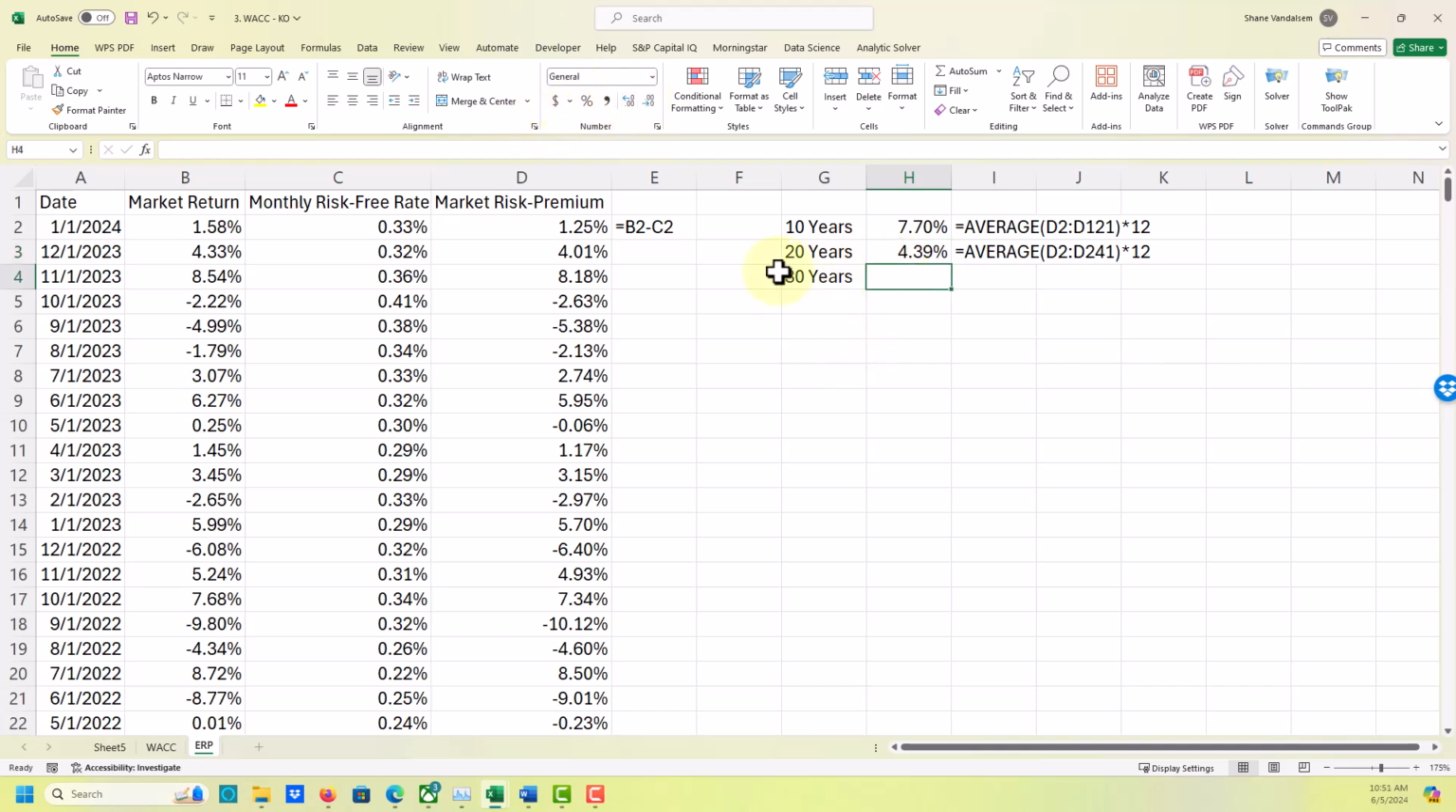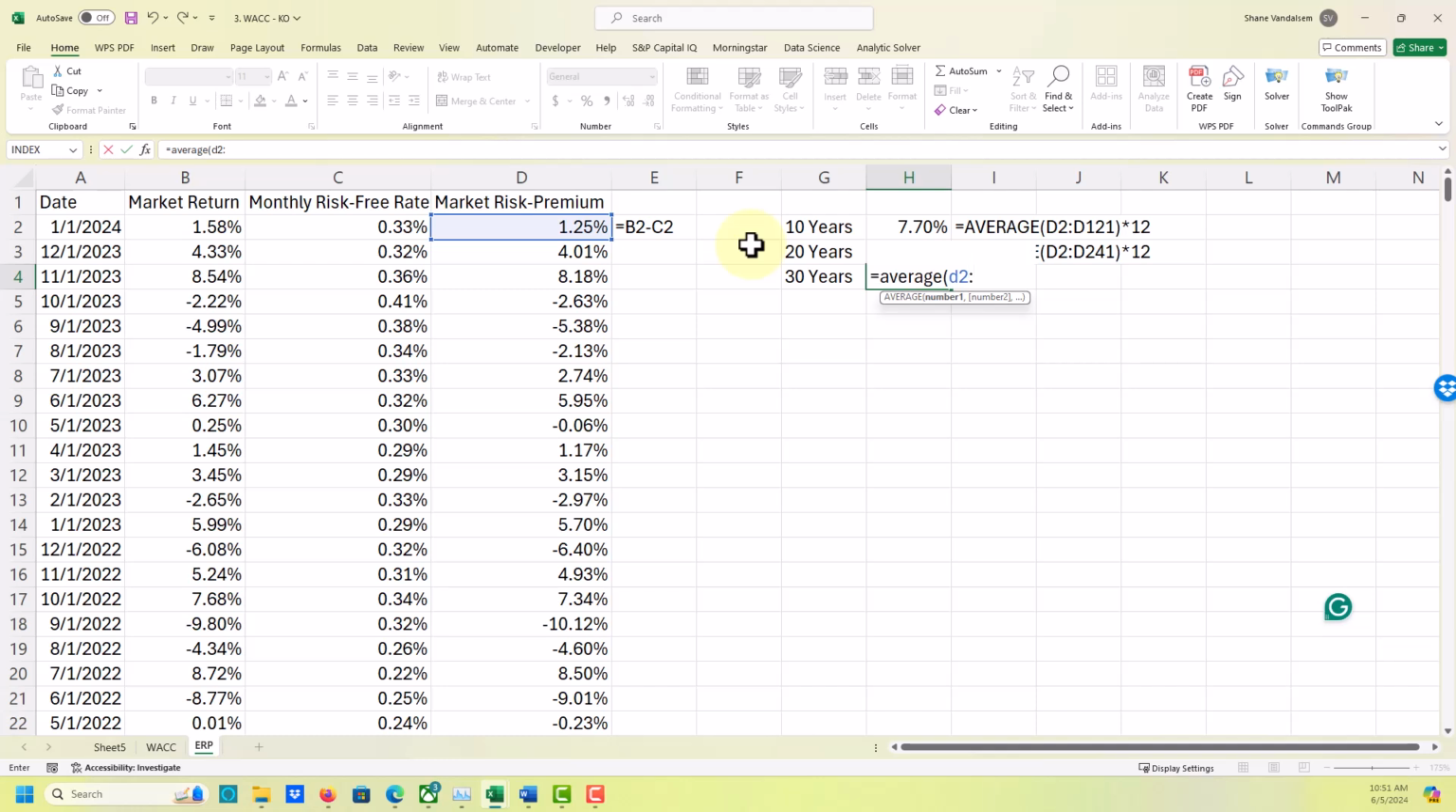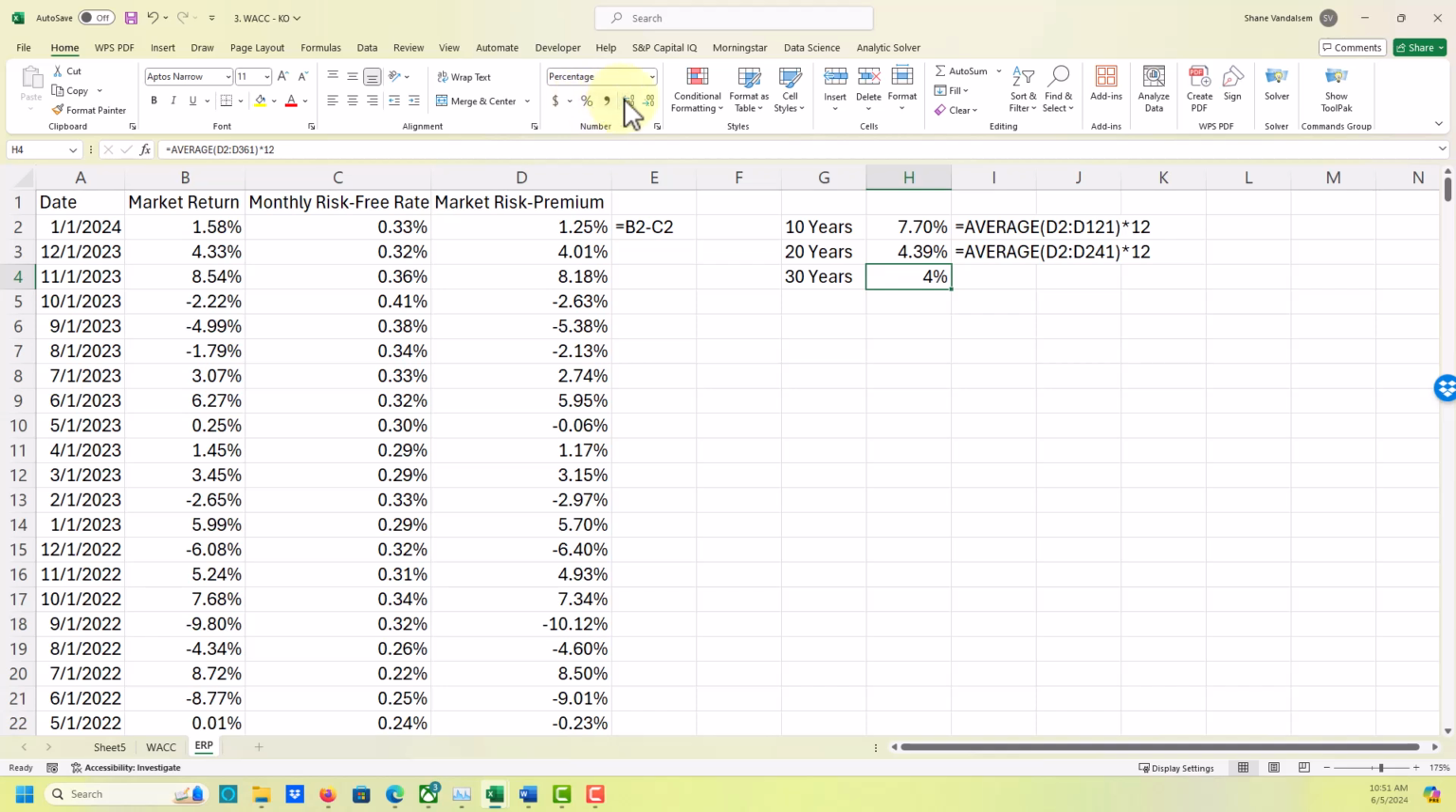And then finally for the 30 years, we're going to put in equals average D2. And we're going to add another 120, another 10 years to that. So it's going to be 361 through D361. And we're going to multiply that by 12 again to annualize that market risk premium. And we get a market risk premium of 3.89%.